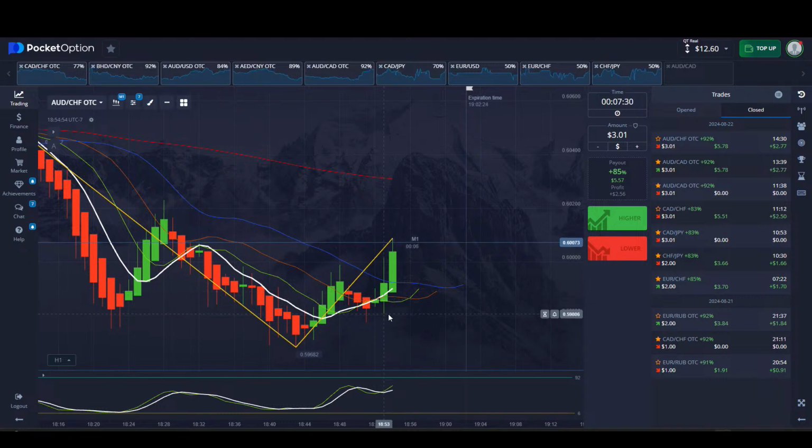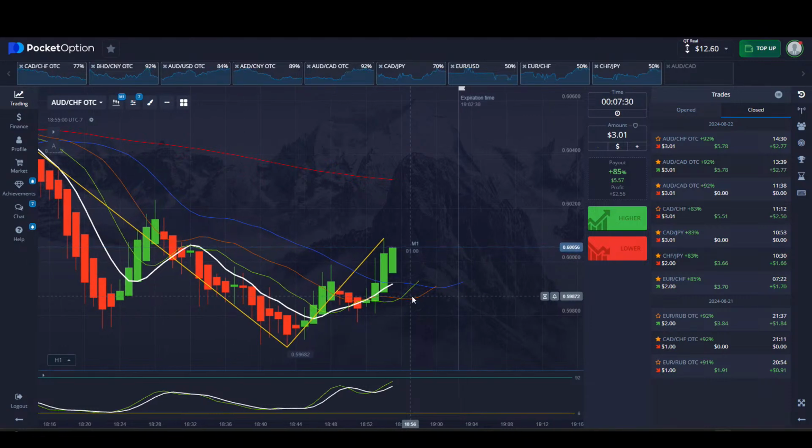Now, I would probably have got in right here when I saw it cross over, for maybe a 2-minute trade. I'd have done maybe a 2-minute trade. So you can see how quickly that jumped.